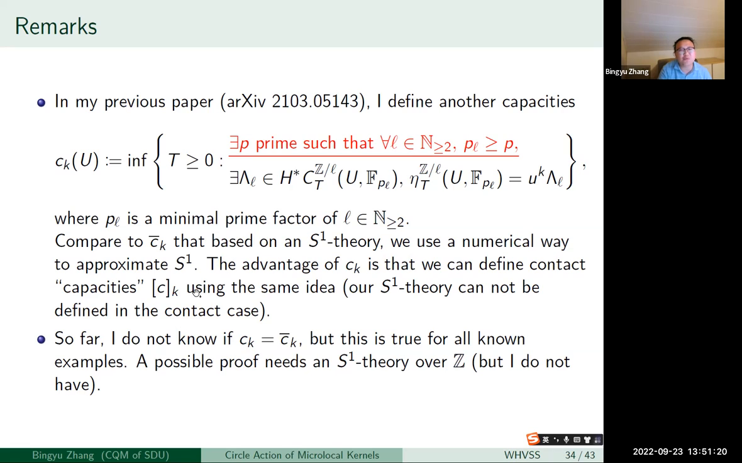But maybe another point is that we don't have an S1 theory in the contact case, and we can prove that it's impossible to construct such an S1 theory. Okay, I think maybe I should stop here. 15 minutes.